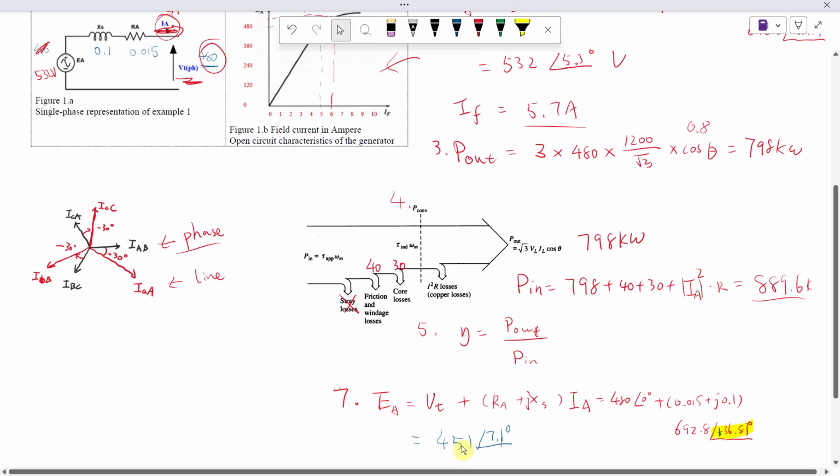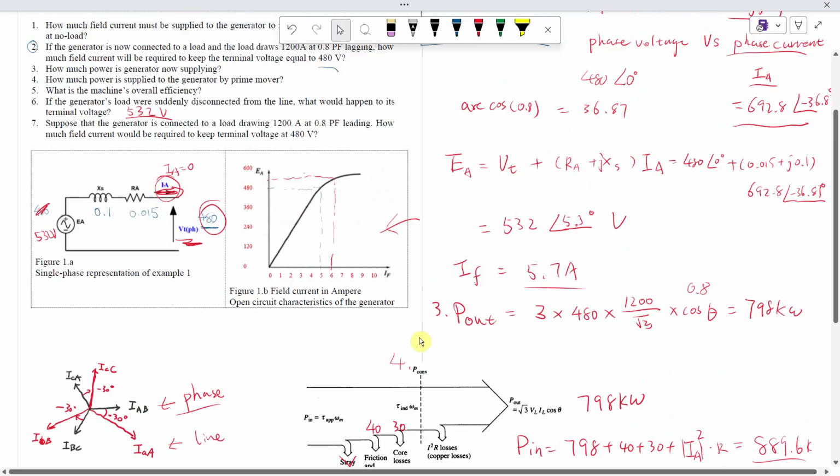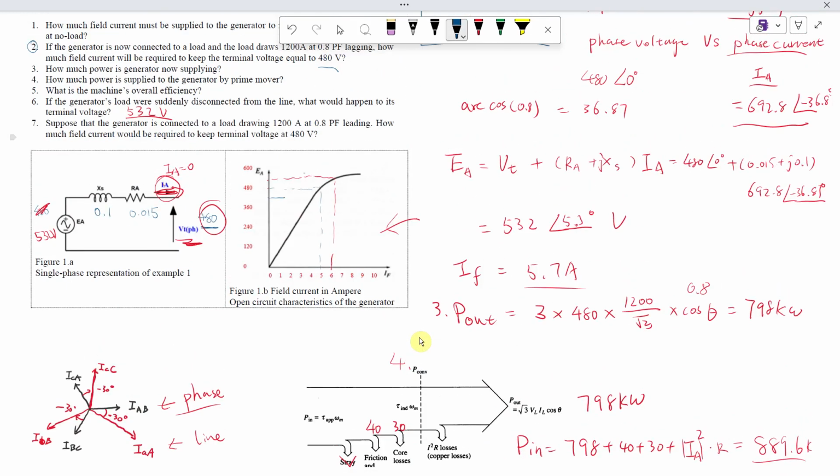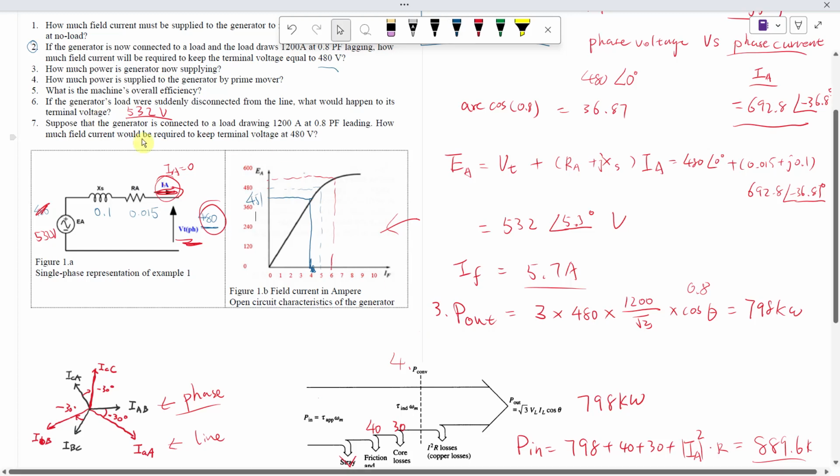So 451, then you're going to have a smaller current required. 451. Read from the table again, you get that excitation current needed. All right, so that's for the first question.